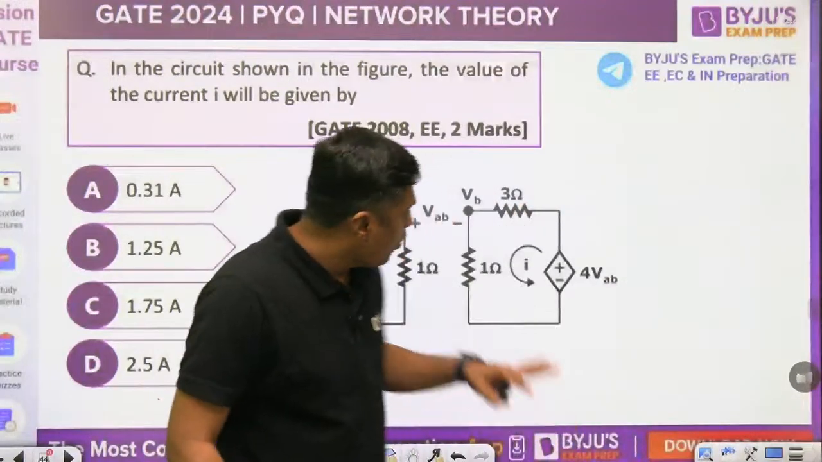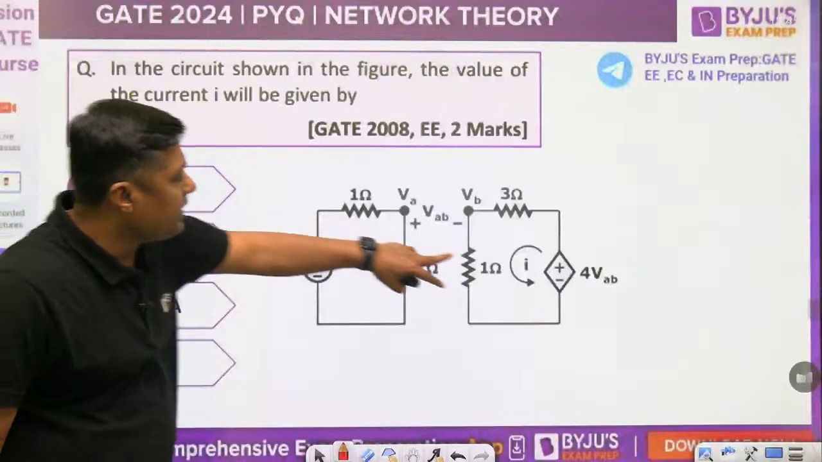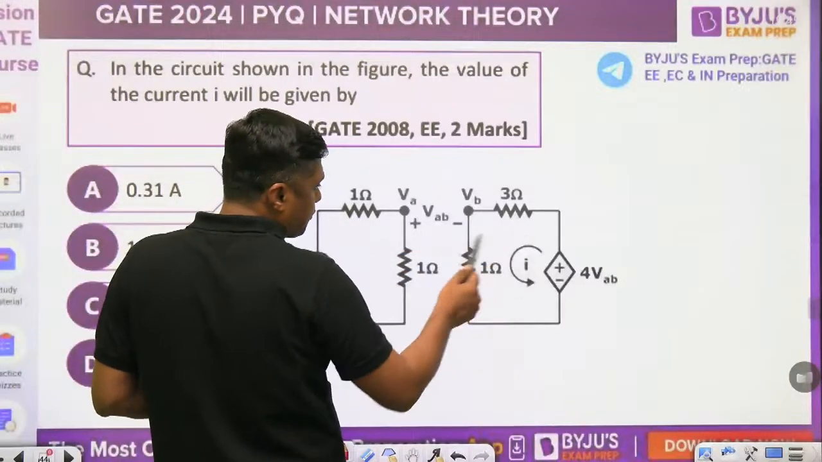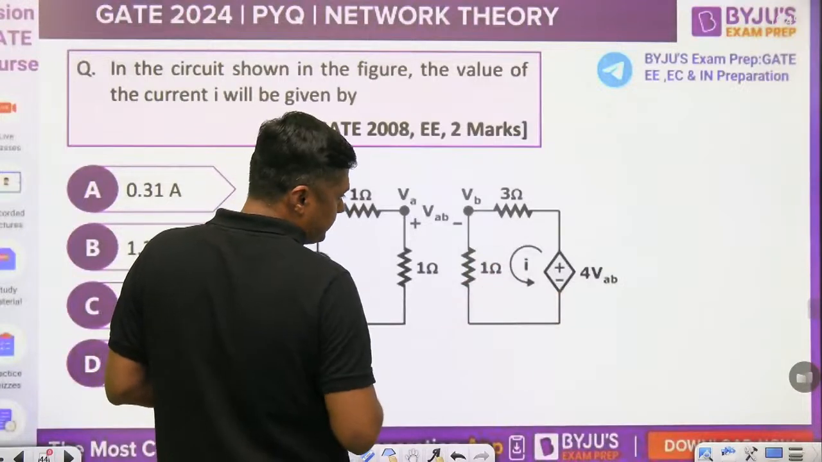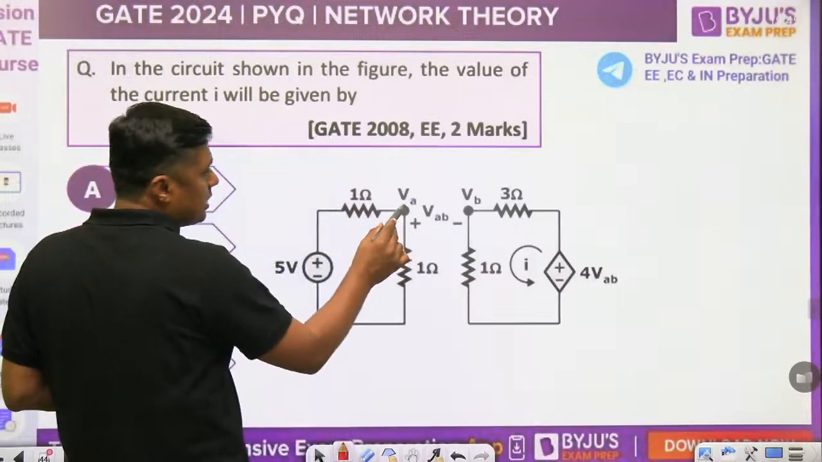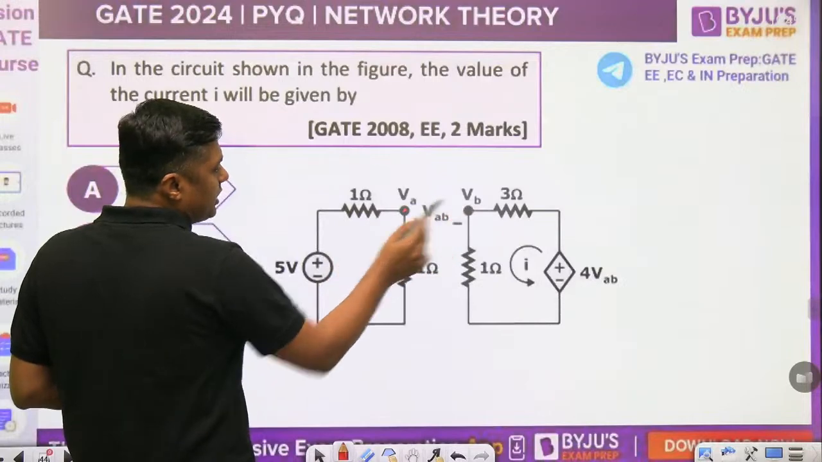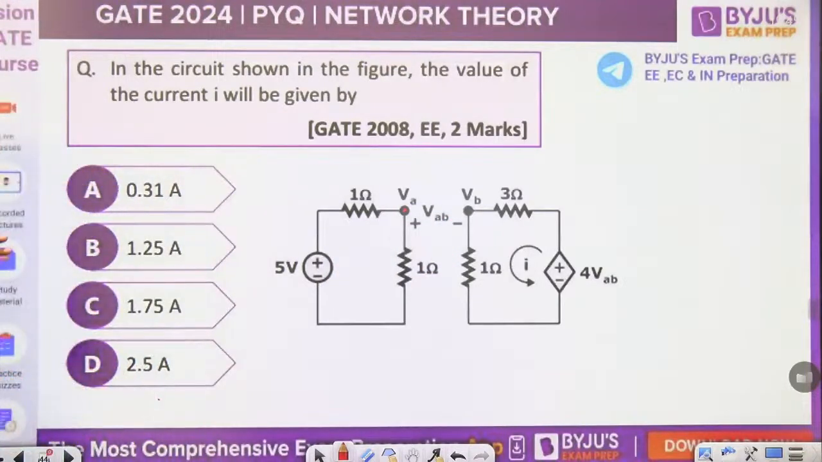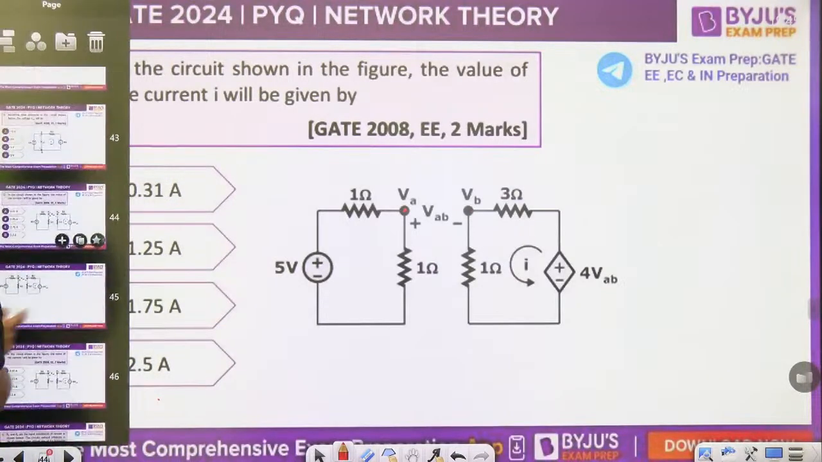Now, what is the value of I? To find the value of I, we have to find the value of VAB. What is the VAB? Watch this. This voltage is VA, this voltage is VB. Once you have the value of the VAB, then you can find the value of the current here. Then watch this diagram.